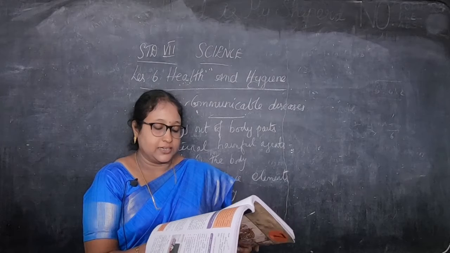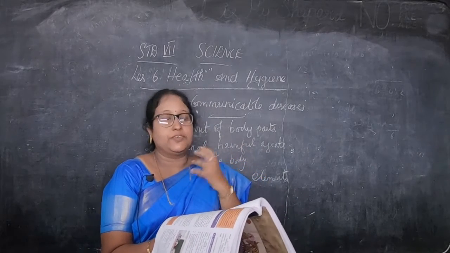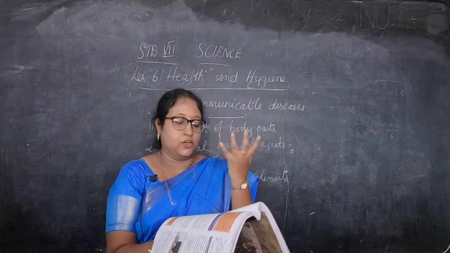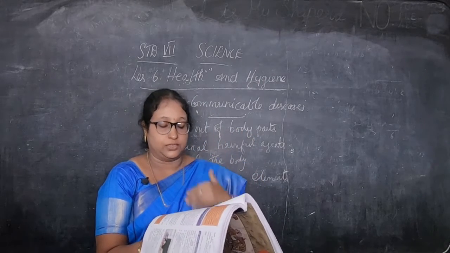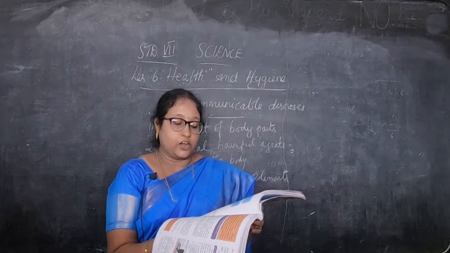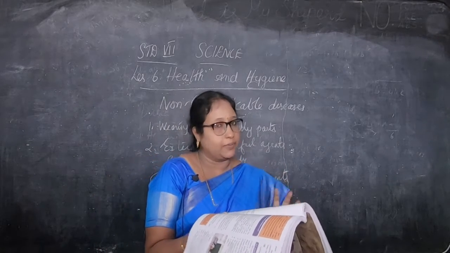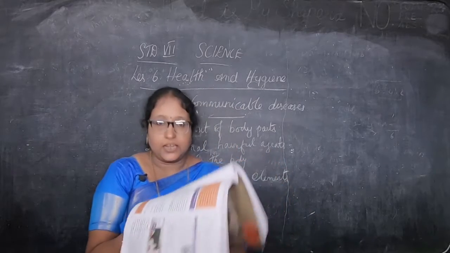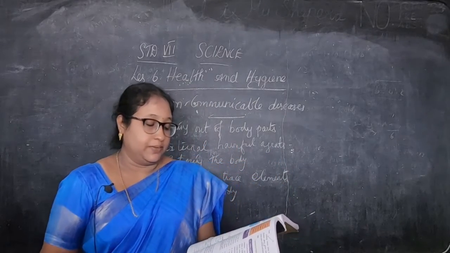Then goiter is an abnormal enlargement that we can see below the thyroid. And hypothyroidism is when the thyroid gland does not produce thyroid hormones. So these are the lack of trace elements in the body.